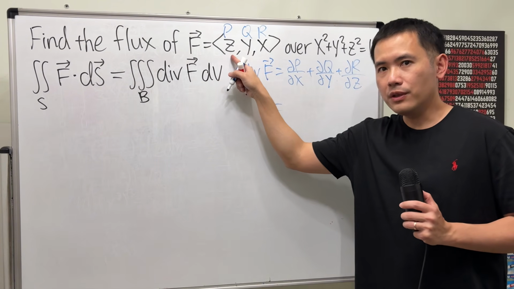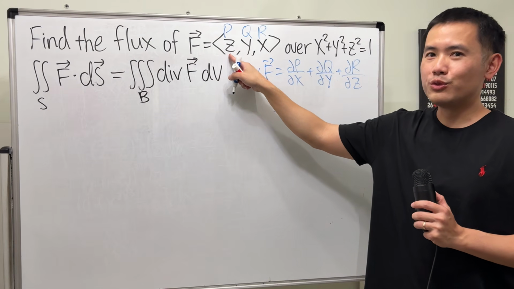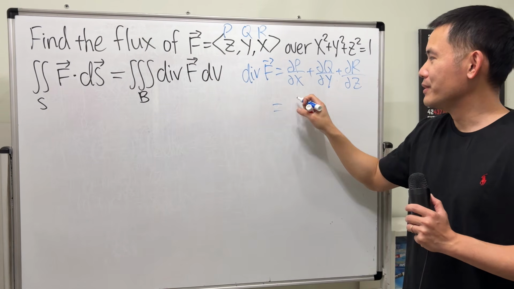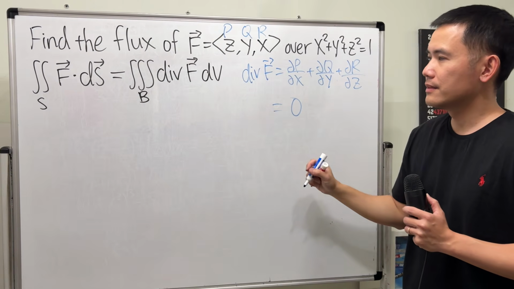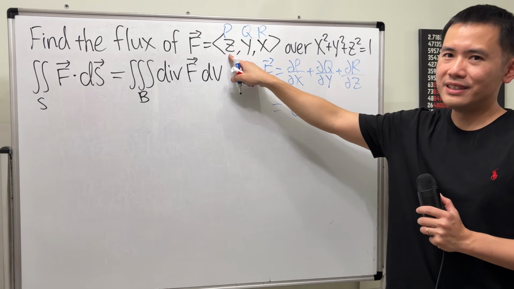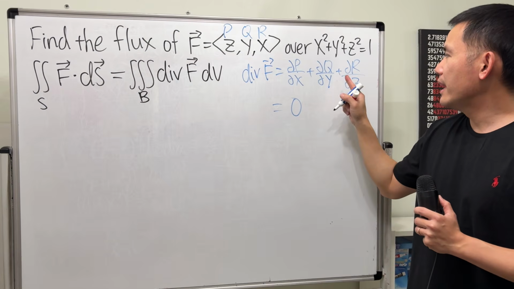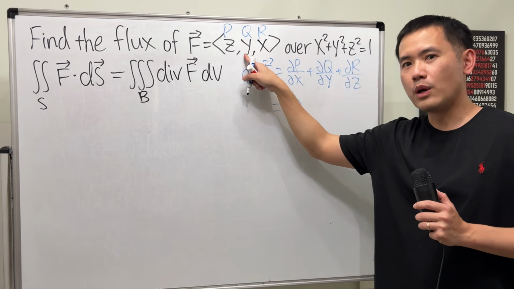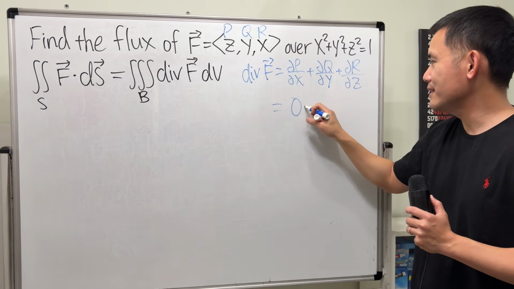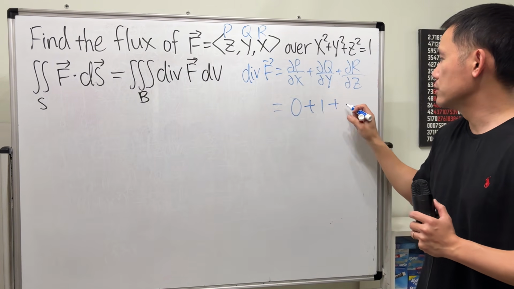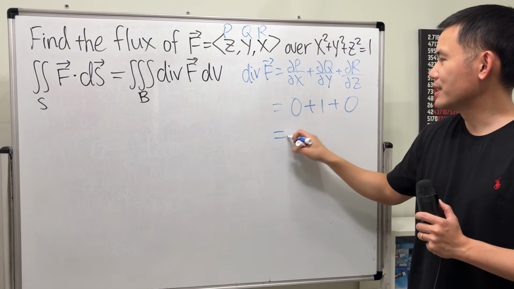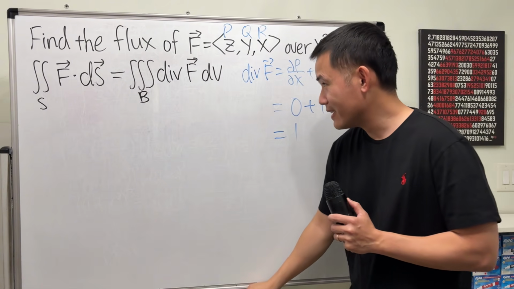But for the first one, the derivative with respect to x is just equal to 0 because we only have z. Because we only have z, there's no x. And then for this, the derivative of y with respect to y is just 1. And then lastly, this is x, there's no z, so you get 0. So you just get 1, which is so nice.